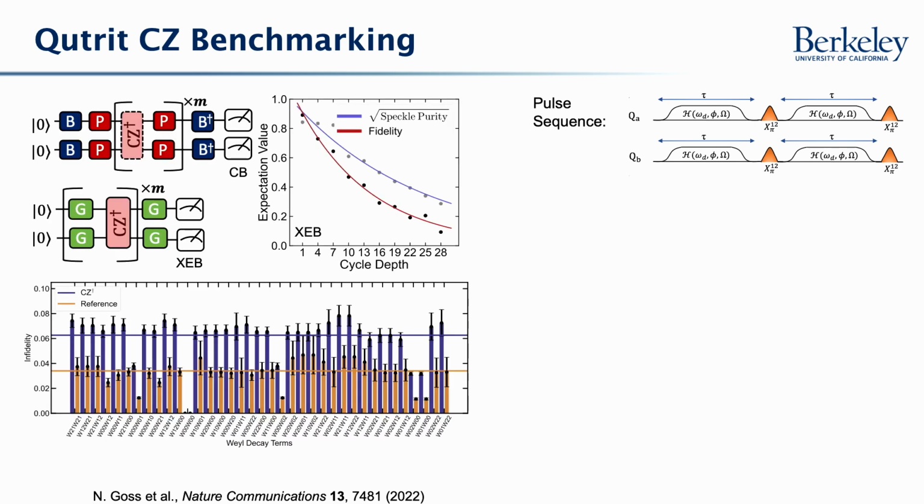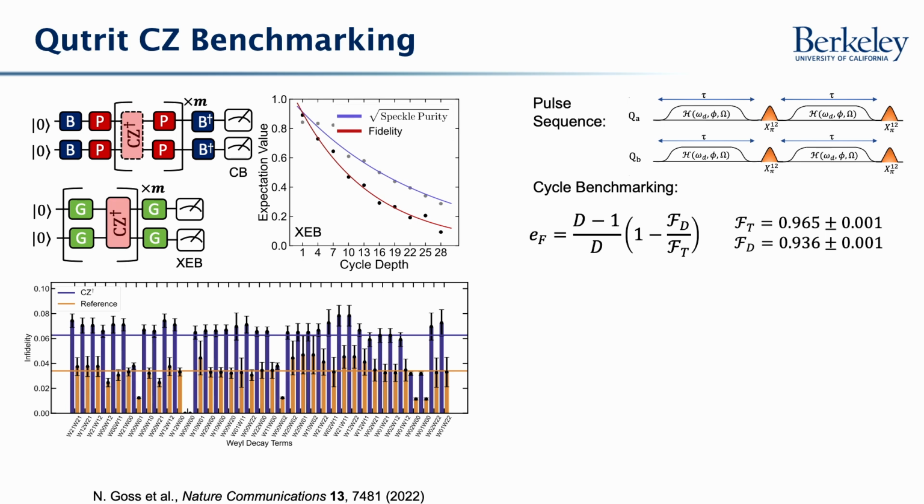And then we went ahead and benchmarked this gate using some of the techniques in the randomized benchmarking toolbox, both cycle benchmarking and cross-entropy benchmarking. This also allowed us to extract a pretty good error budget for our ability to tune up this gate. So with cycle benchmarking, we were able to extract a 2-qutrit CZ fidelity of about 97.5%.